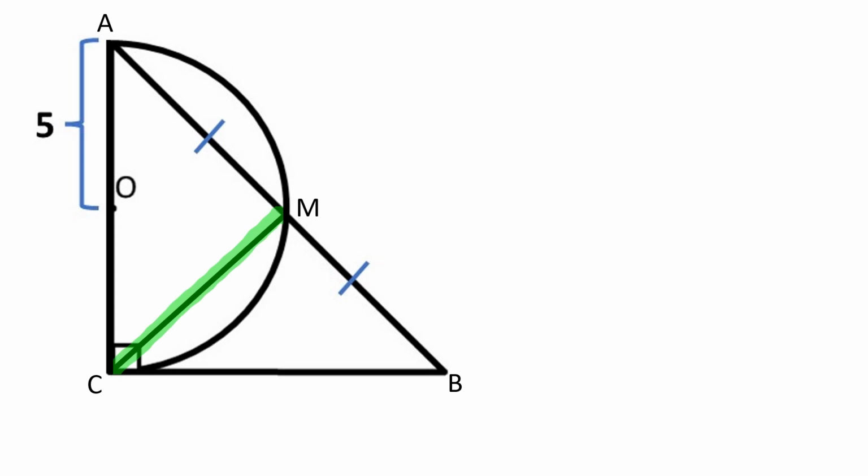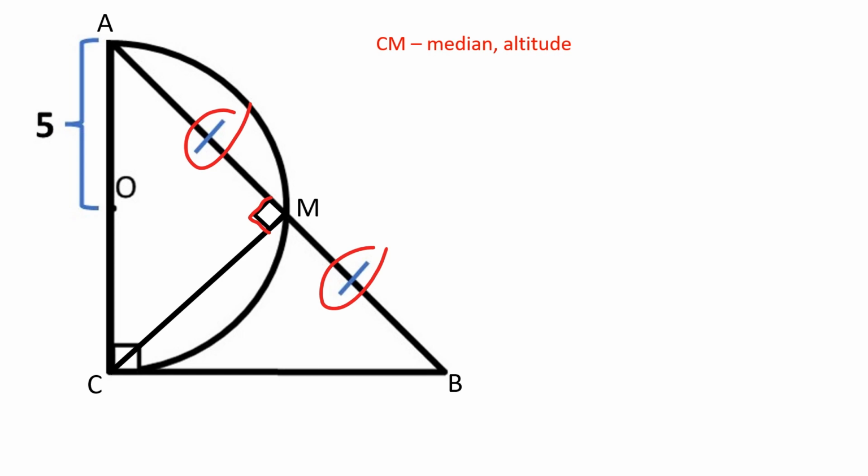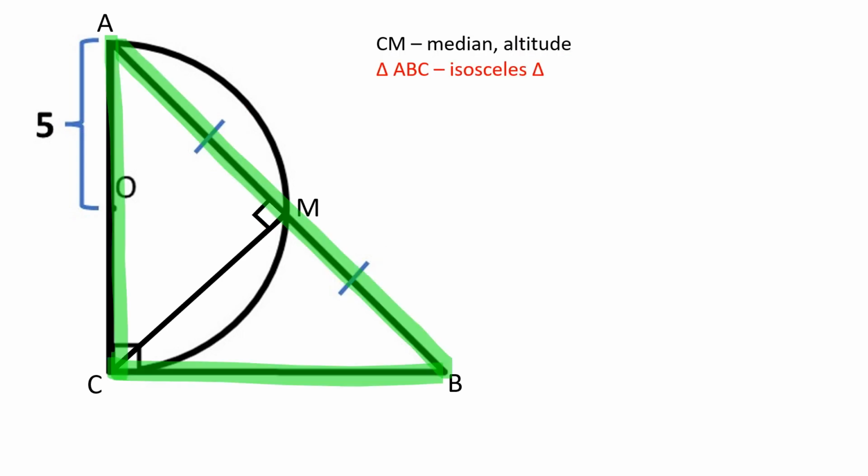Let's connect point C to point M. Angle CMA is a right angle because the diameter of a circle always subtends a right angle to any point of the circle. Since CM is a median and an altitude, triangle ABC is an isosceles triangle because in an isosceles triangle, the median to the base is perpendicular to the base.